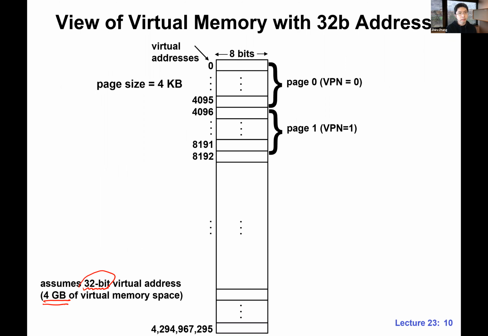And given the notion of a page, we can now divide this virtual address space into many pages. Each page has 4 kilobytes, basically 4096 bytes per page. This is my page 0, where I have this VPN, the virtual page number, which is 0. And I can just name or index all the remaining pages.